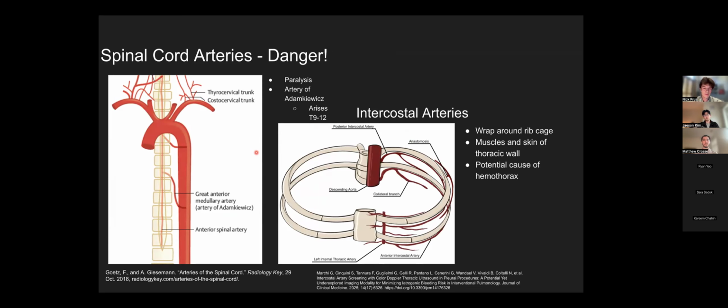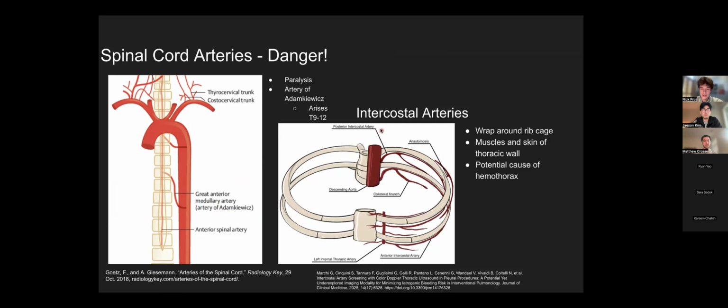One of the main arteries to think about in this region is the artery of Adamkiewicz. It arises around T9 to T12. And this is a question that was actually pimped on a few weeks ago, which was pretty funny, but you really have to be careful about this artery because it supplies a lot of the spinal cord. So if you embolize it, then you'll get paralysis.